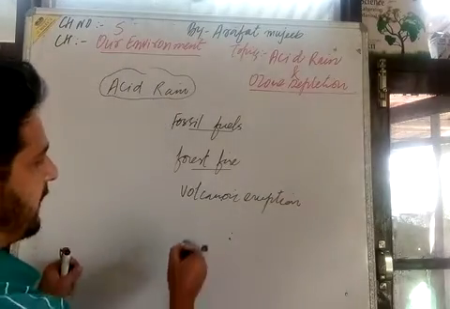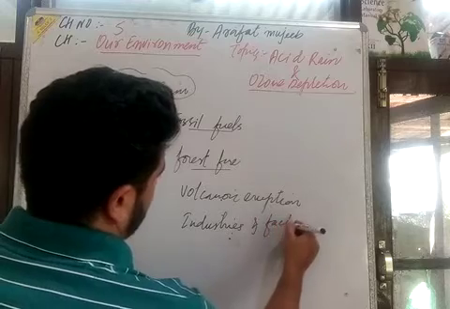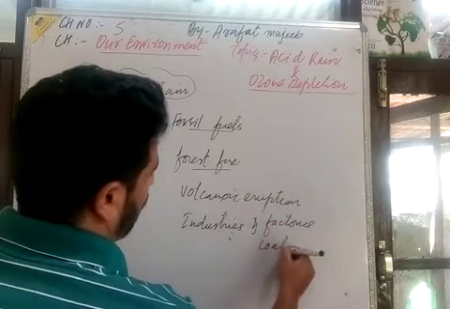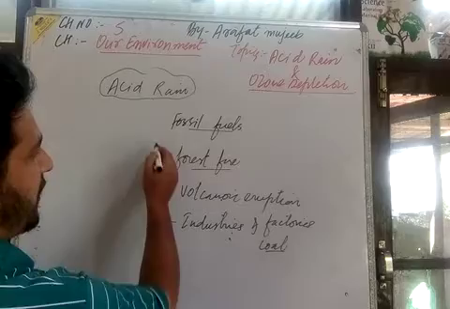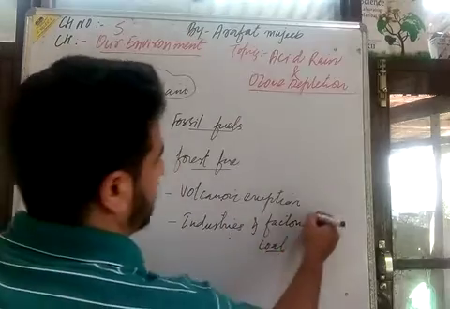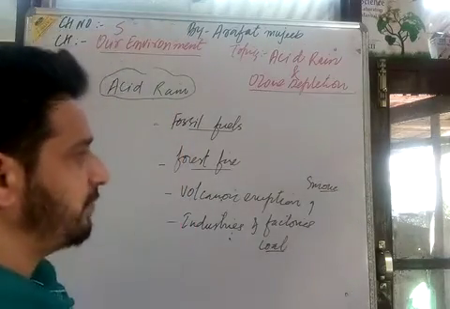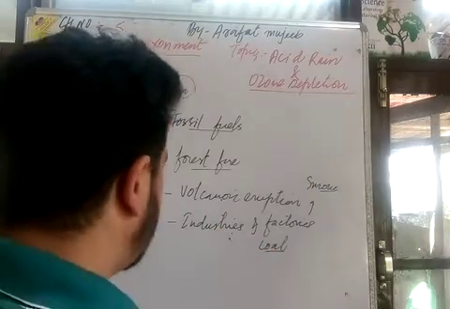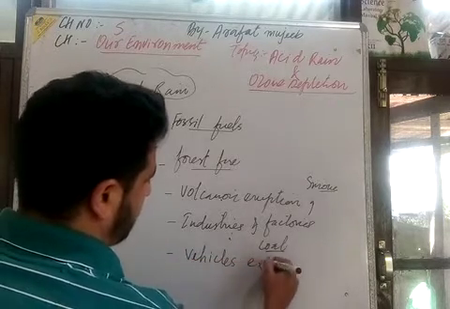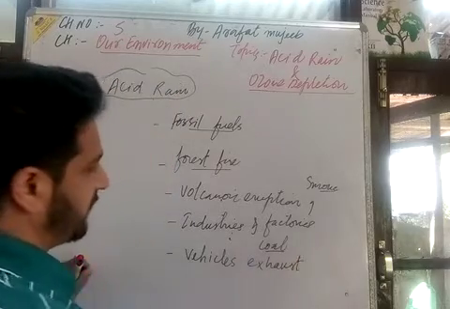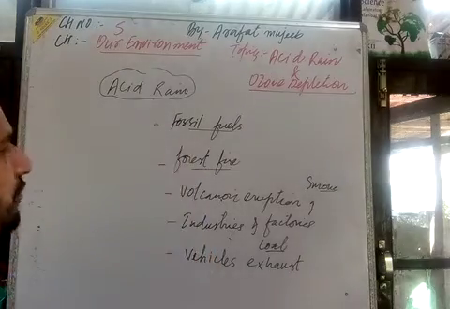Then there are the industries and factories which run because coal is burning in them as the source of heat and light in factories and industries. A lot of smoke comes out of them, and that smoke contains the oxides of nitrogen and oxides of sulfur. And there is also vehicle exhaust, from which a lot of oxides, especially oxides of sulfur, are emitted, which go into the atmosphere.